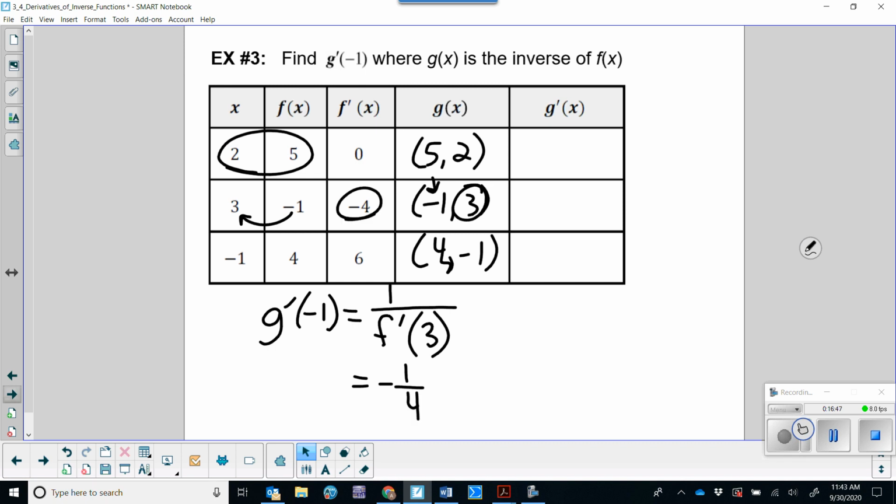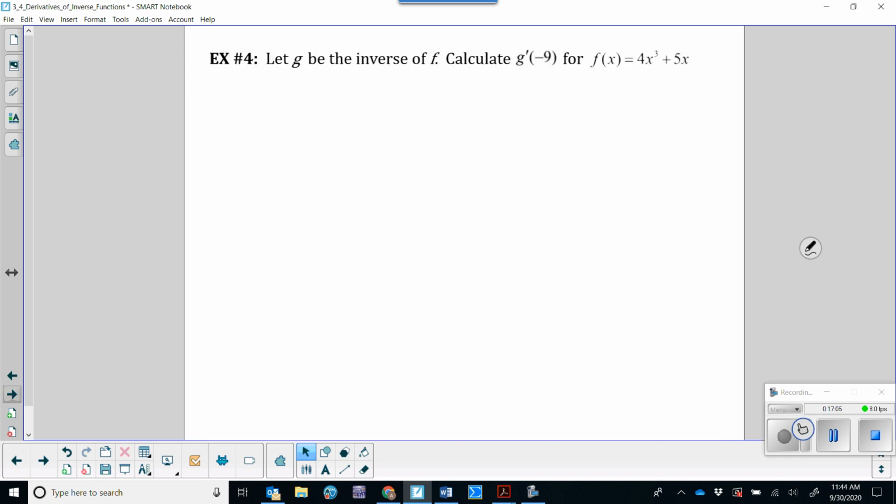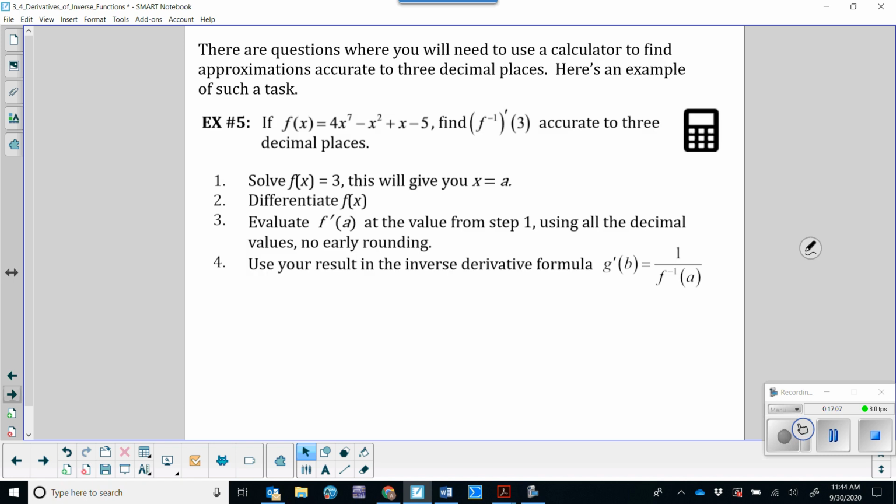So I never even had to know the values of anything else. I only had to know that. So I'm not going to fill in the whole g prime of everything. We're just doing the g prime of -1 is fine. Okay, and then we're going to talk about this continuity and stuff. We're going to do this a little bit later, so we'll do this in class.